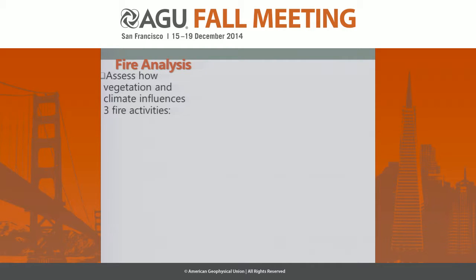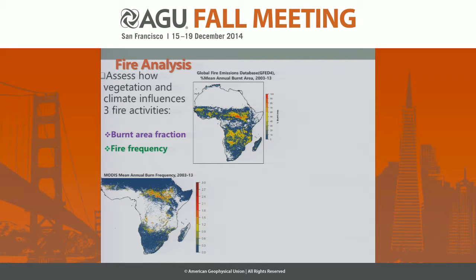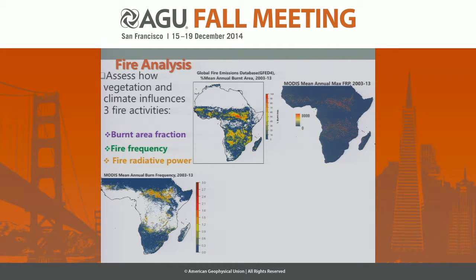For our fire analysis, we want to assess how vegetation and climate influence three main fire activities. I'm using three different data components: the Global Fire Emissions Database version 4 by Giglio et al. This is the one that we will use to understand changes in burnt area fraction within Africa. We also wanted to look at fire frequency, and for this we are using the MODIS burnt area product. And finally, the MODIS mean annual maximum fire radiative power product.